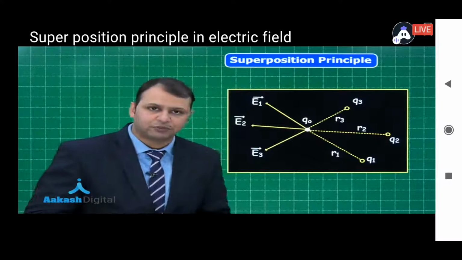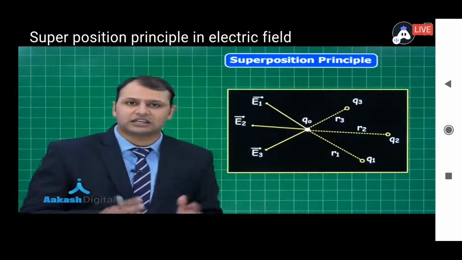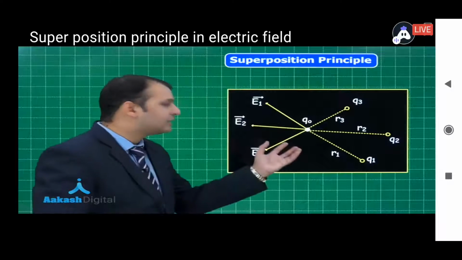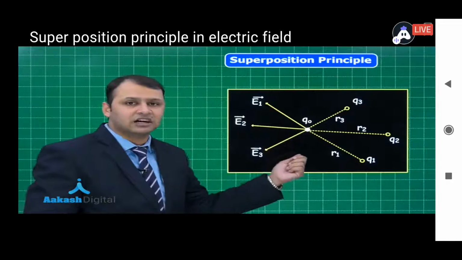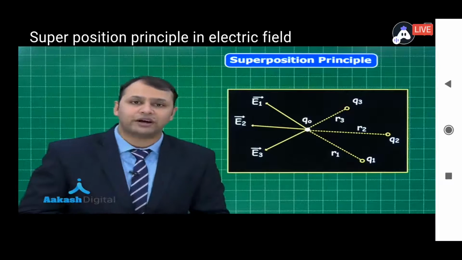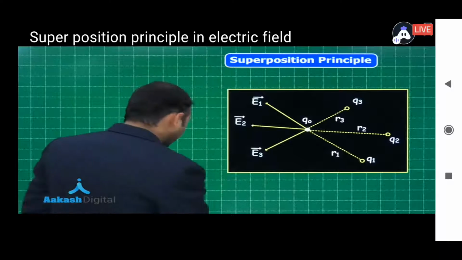Definitely, what will happen? Any given point cannot have electric fields in three different directions. At any given point, the electric field will be one. So there will be a net electric field which is acting on this charge, that is point P, and that's what we want to find. And in this, the superposition principle will help us. Let's see what the superposition principle says.